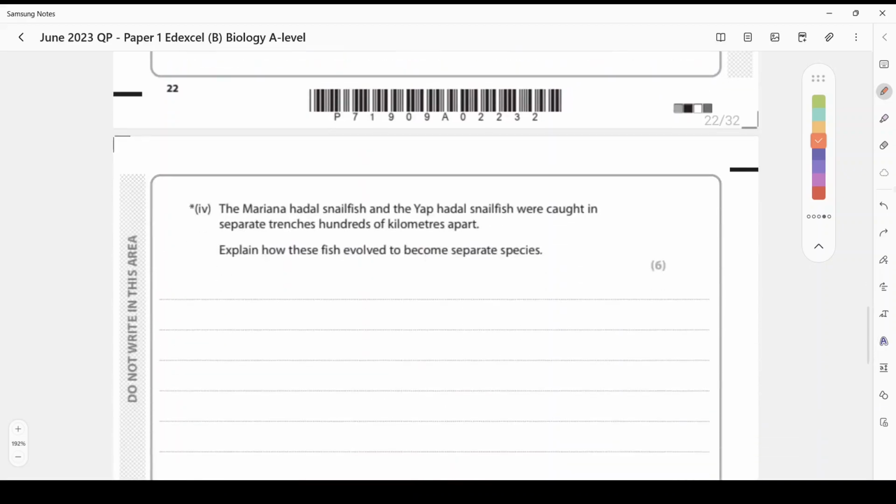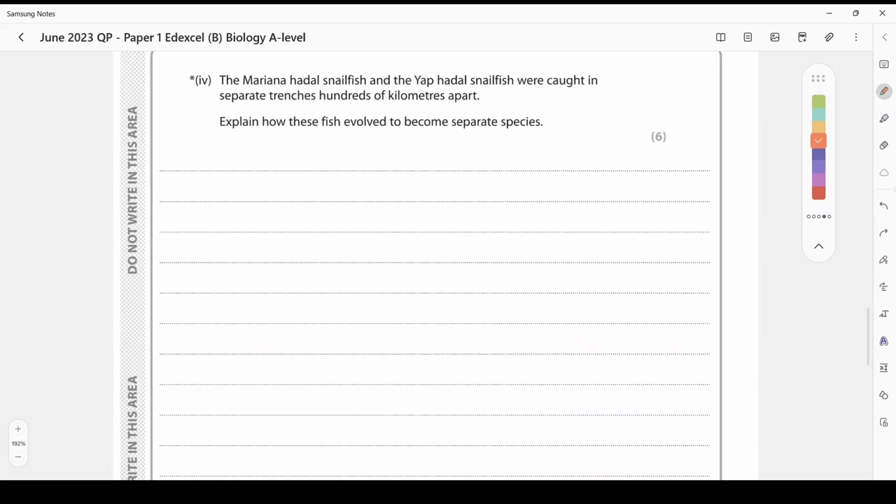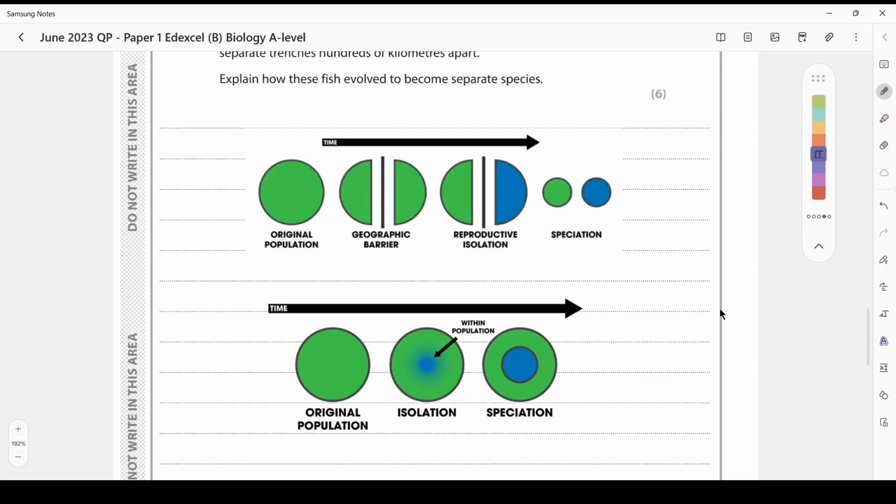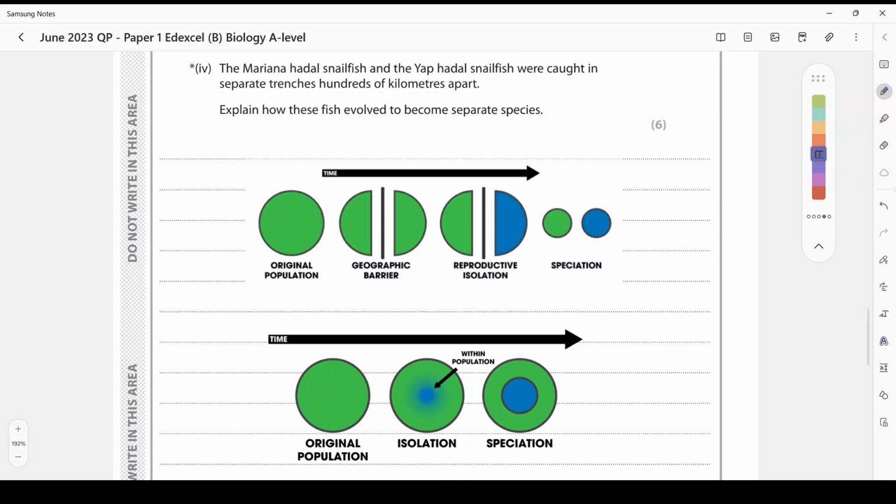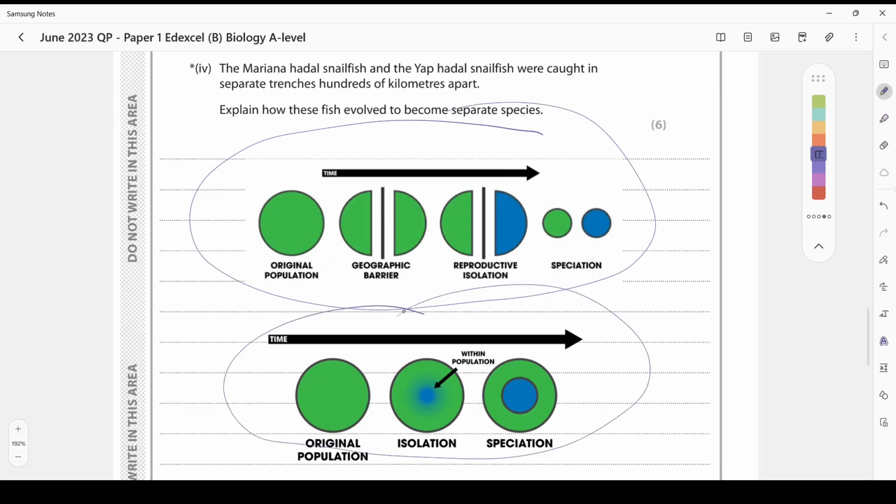Okay, let's go on to part 4. The Mariana-Hadal snailfish and the Yap-Hadal snailfish were caught in separate trenches, hundreds of kilometers apart. Explain how these fish evolved to become separate species. All right, so if you recall, there are two modes of speciation. We have allopatric, which is the top one here, and then we have sympatric, which is here.